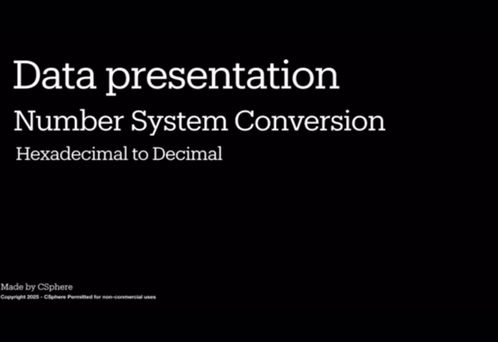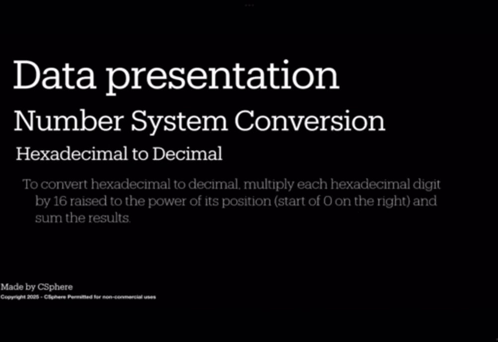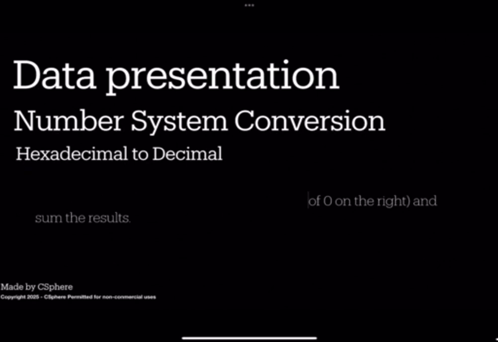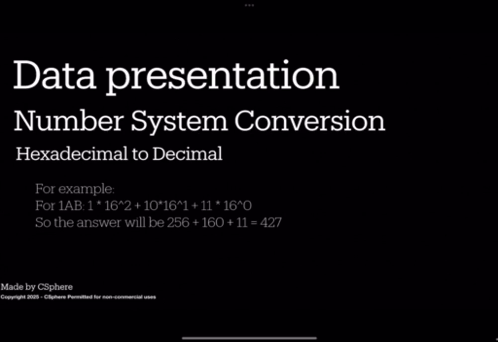We also have hexadecimal to decimal, where we multiply each hexadecimal digit by 16 raised to the power of its position, starting from 0 on the right, and sum the results. For example, we have 1AB, which is a hexadecimal number, and we need to convert it to a decimal number. So we multiply these digits by their positions, and the final answer will be 256, add 160, and add 11, and we get 427 as the decimal number of 1AB.